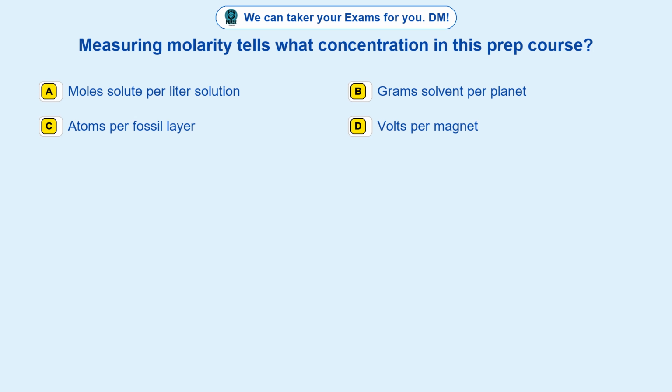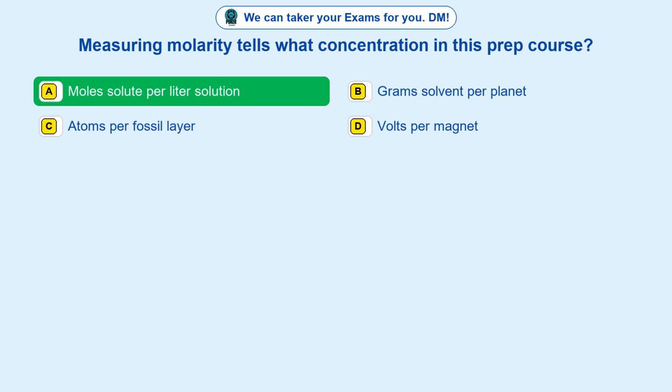Question 45. Measuring molarity tells what concentration in this prep course? Option A, moles solute per liter solution. Option B, grams solvent per planet. Option C, atoms per fossil layer. Option D, volts per magnet. The correct answer is option A, moles solute per liter solution.